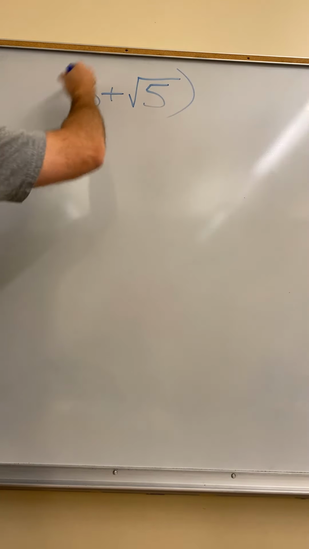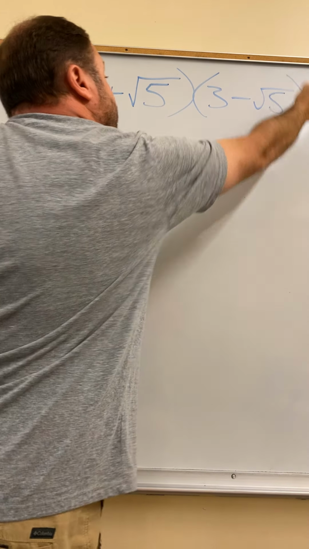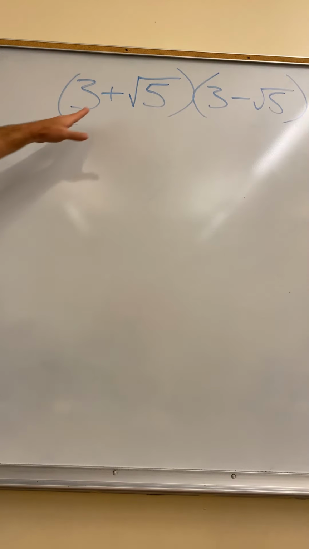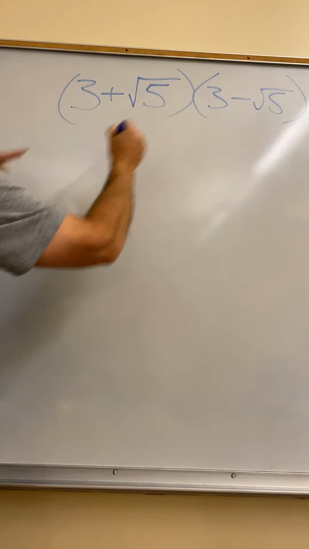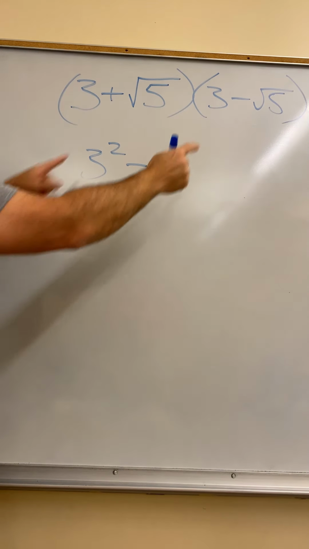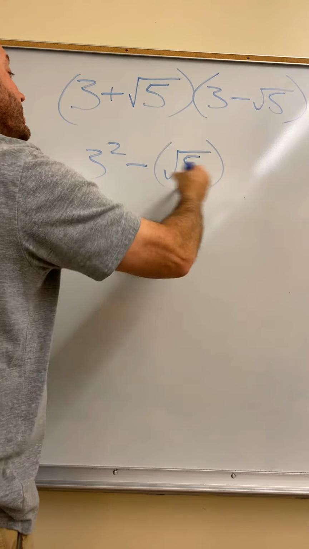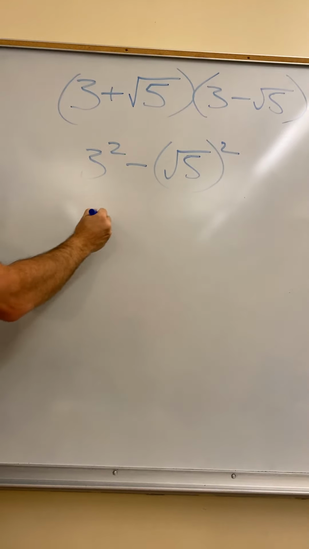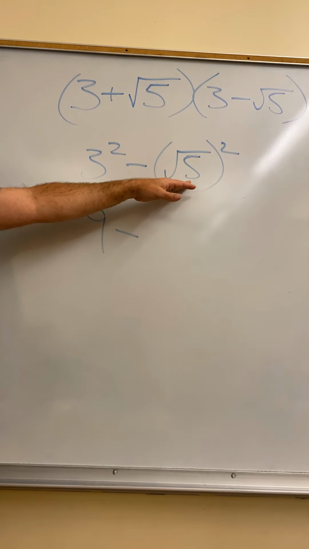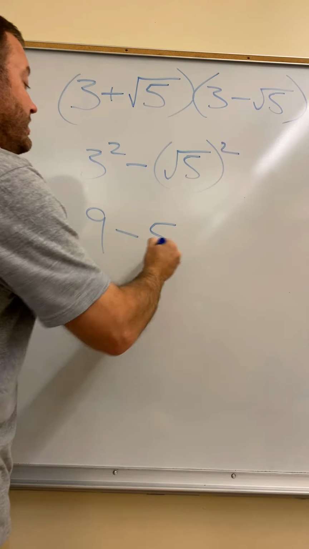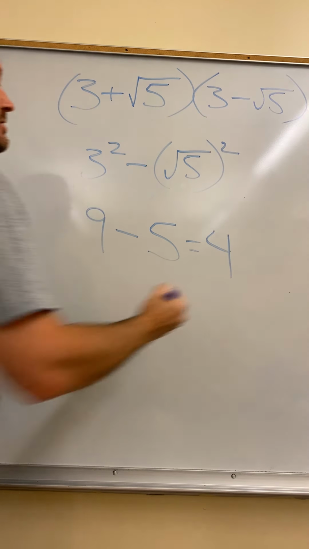Okay, so you're going to do 3 minus square root of 5, because that's your conjugate. Your conjugate's the opposite sign, same numbers. So now you're going to write down what the first term is, put a minus, put what the second term is, and 3 squared is 9, put your minus. 5 times 5 is 25, and the square root of 25 is 5. And 9 minus 5 is 4.